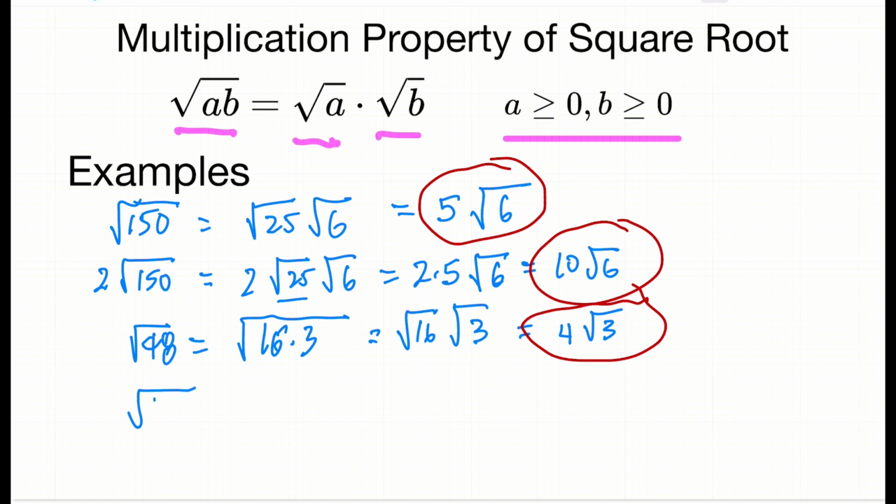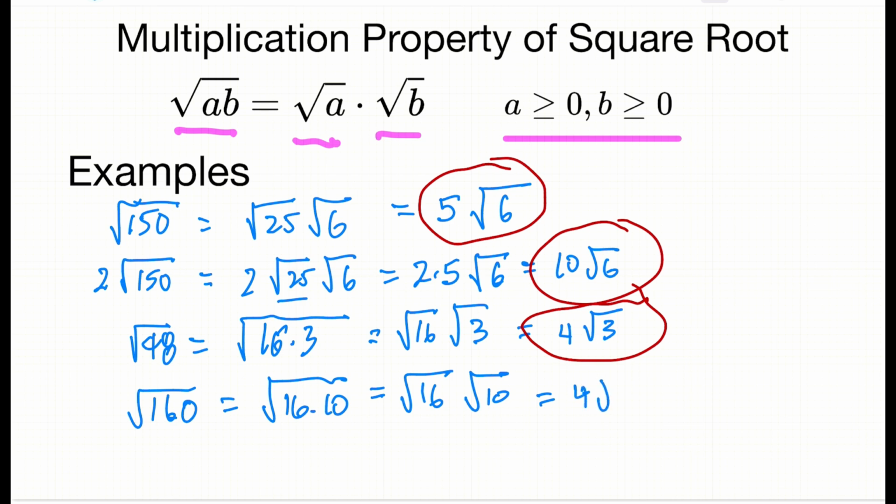Let's look now at the square root of 160. That's equal to 16 times 10. We know that's root 16 times the root of 10. We just saw that the square root of 16 is 4. Then that's 4 times the root of 10. And that's going to be our answer for that one. We'll do some more examples.